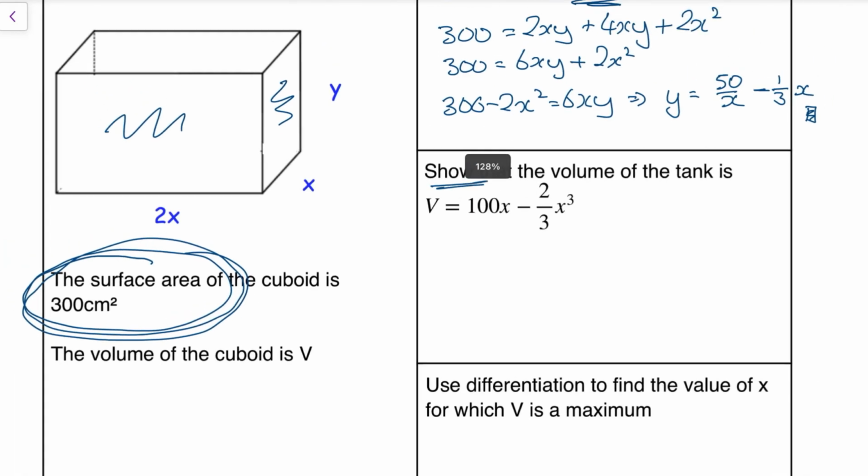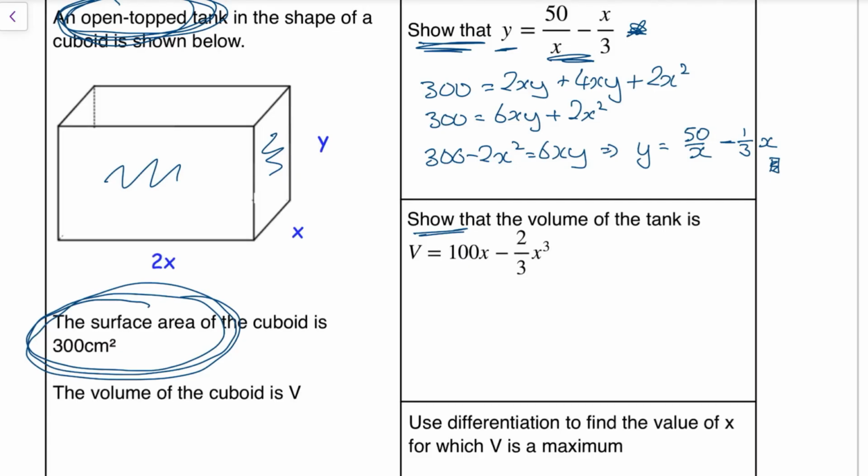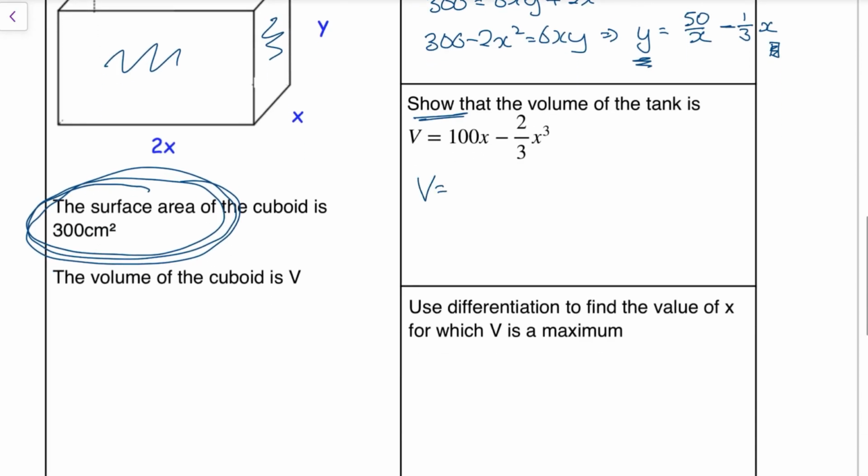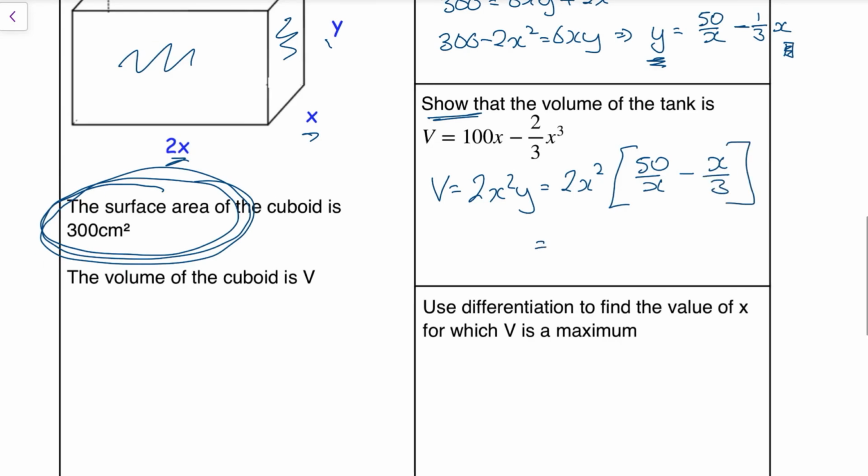Now again, really typical setup. Part 1, form an equation. Part 2, put the y into the other equation to find the volume. So I know my volume is going to be 2x times y, which is 2x squared times y. And I know y from up here, it's the thing I've just worked out. So that's going to be 2x squared times 50 over x minus x over 3. Now let's very carefully do this. So 2 times 50 is 100, and x squared over x is x, that's going to be 100x. And 2 over 3 is 2 over 3. And x squared times x is x cubed, and I've got what I wanted to.